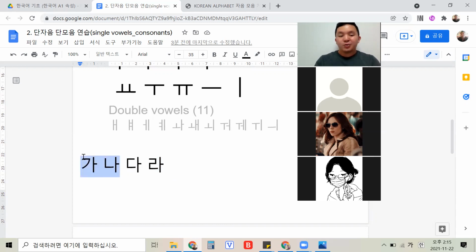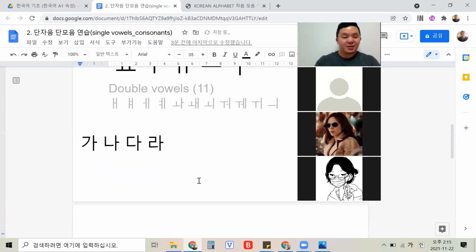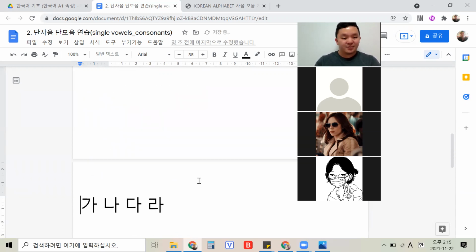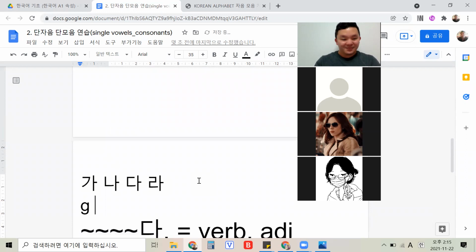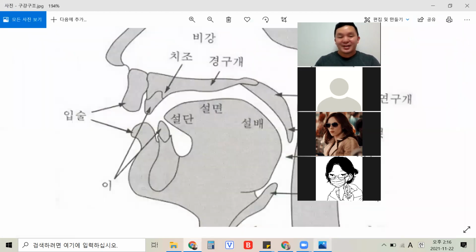Okay. Well done. Andrea, would you like to try? I will give you some hints, some tips here. I was just writing down the sounds. It is ga, na, da. Let's practice this one more time.